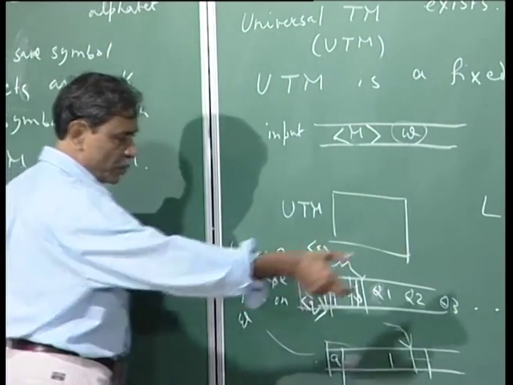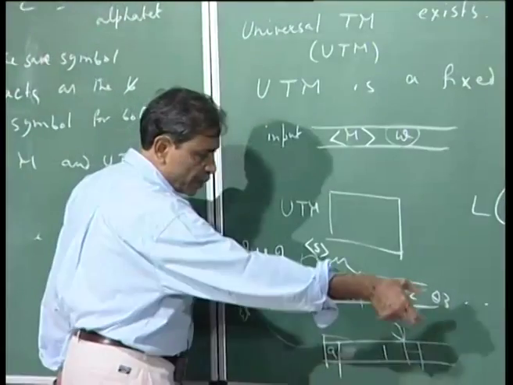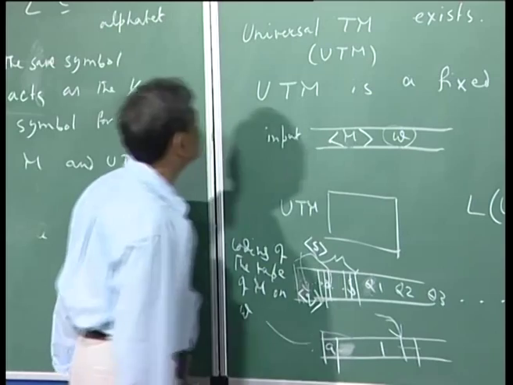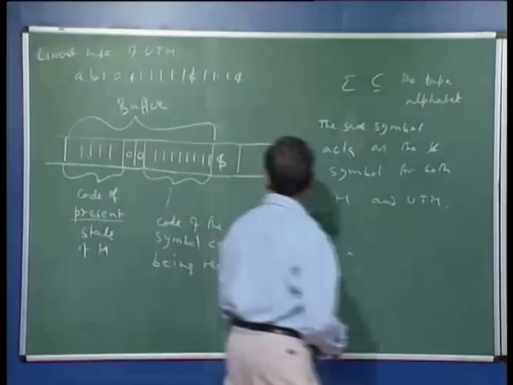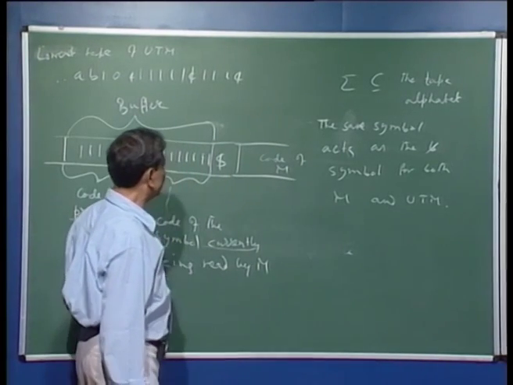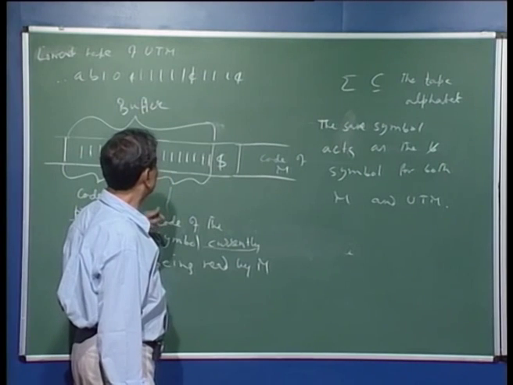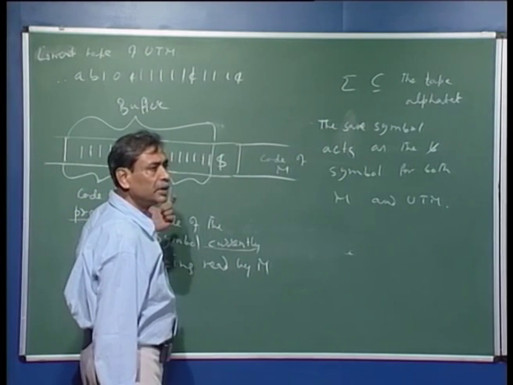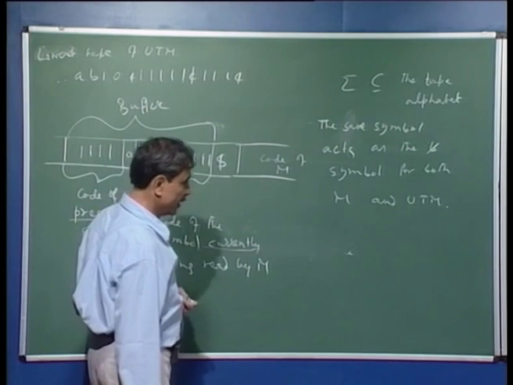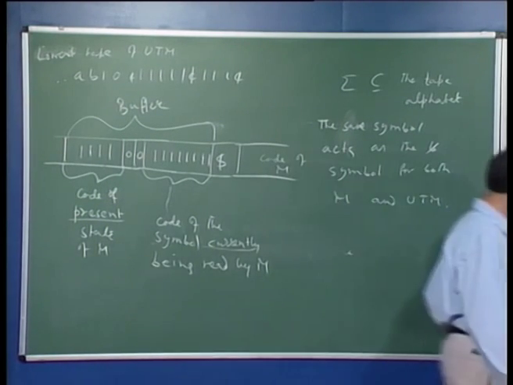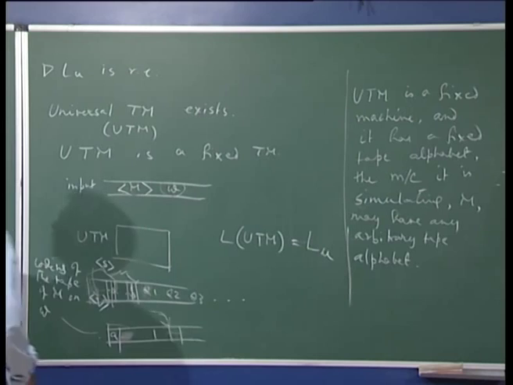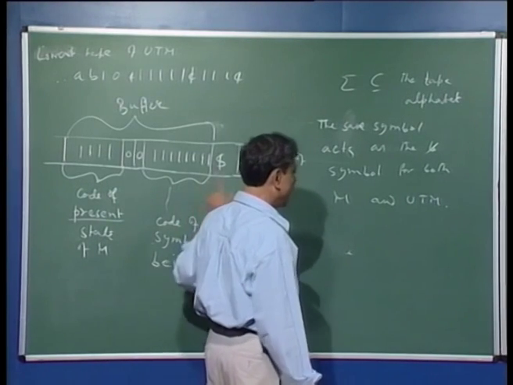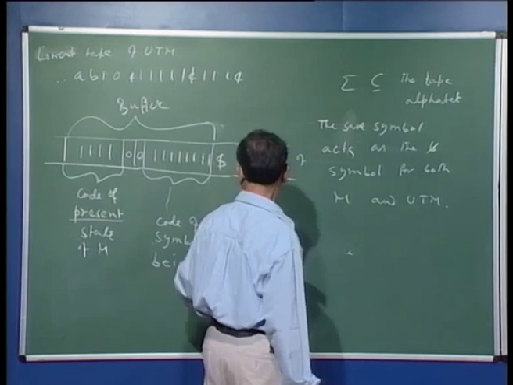Similarly, it might have to push some symbols from the right hand side to create a smaller space if the new symbol to be written there has a code whose length is less than the code of the symbol that was previously there. So, this is correctly updated, and again the appropriate quintuple would say whether the head will move to the left or to the right.